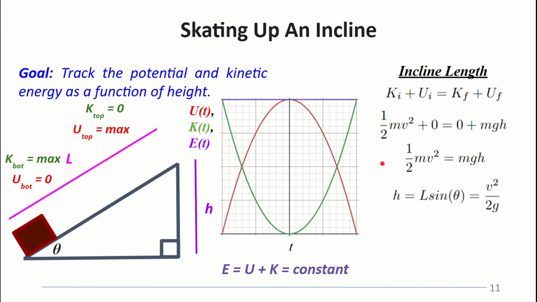And also keep in mind that h is going to be equal to L sine of theta. That makes sense from trigonometry. And if you were to rearrange this a bit, you'd find that h is going to be equal to v squared over 2g. And then you find that you get L is equal to v squared over 2g sine theta for this case.